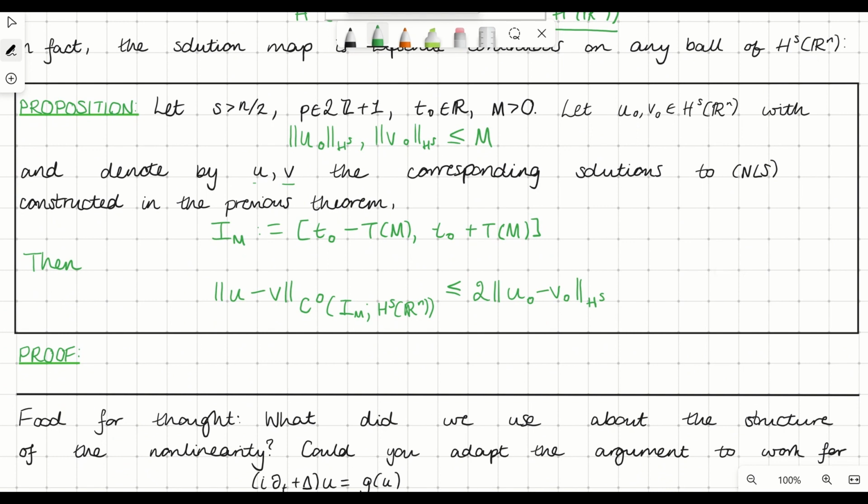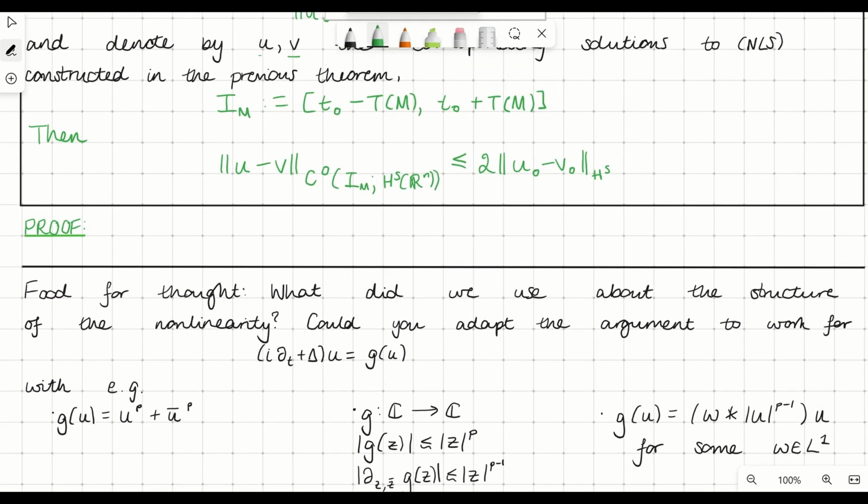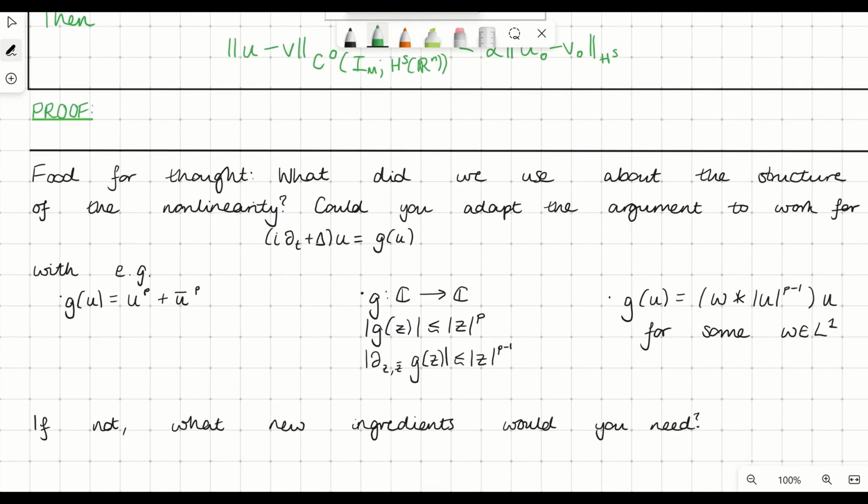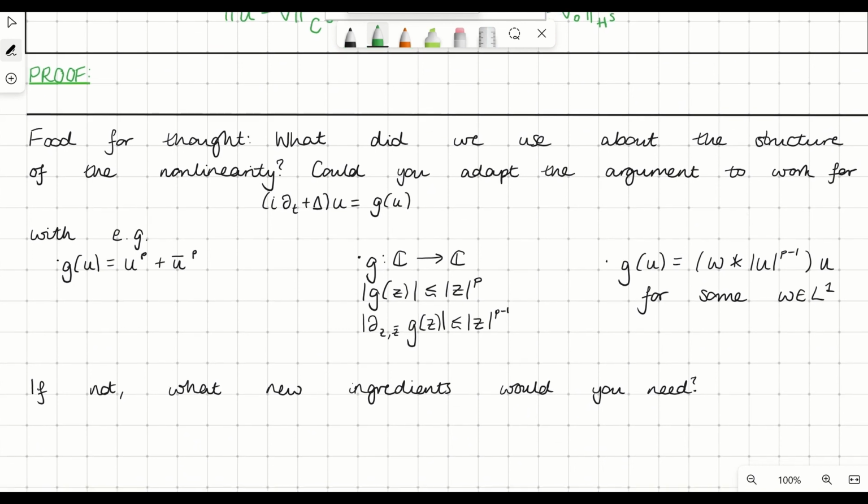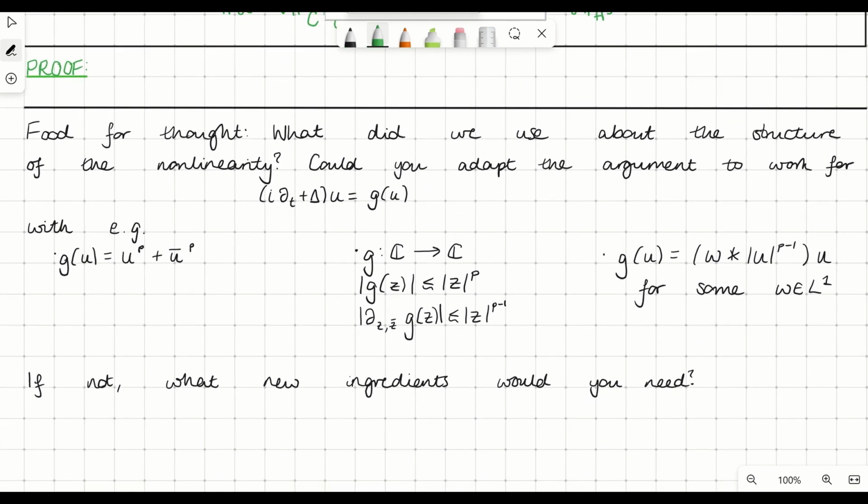And just to finish off, I'm going to leave you with a small question regarding the nonlinearity. This is a very open-ended question, so it's up to you whether you want to think about it for 0 minutes, 10 minutes, or the rest of your life. But the question is this: what exactly in the structure of the nonlinearity did we really need for the argument we just did? Could we have got away with less assumptions, or could we adapt our argument to work for slightly different nonlinearities?